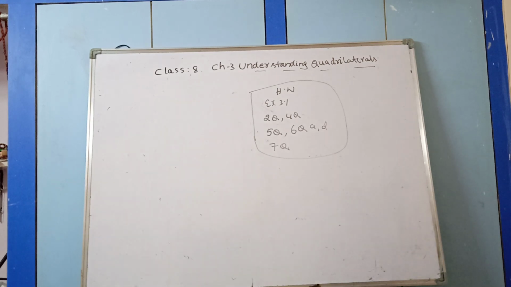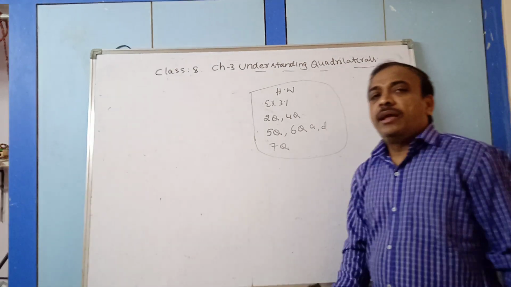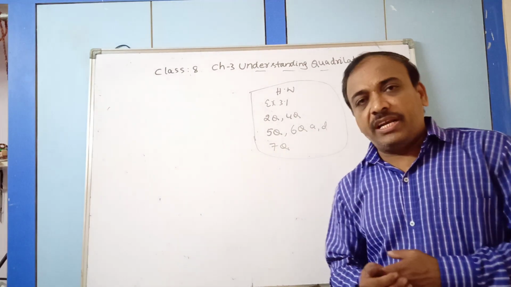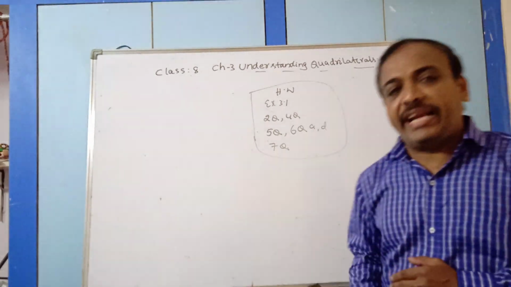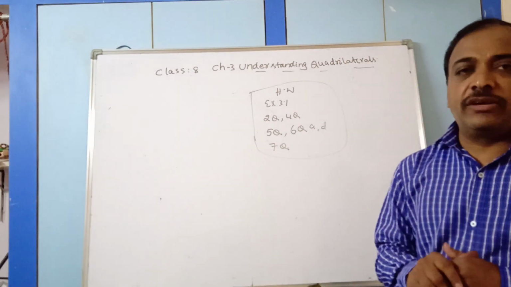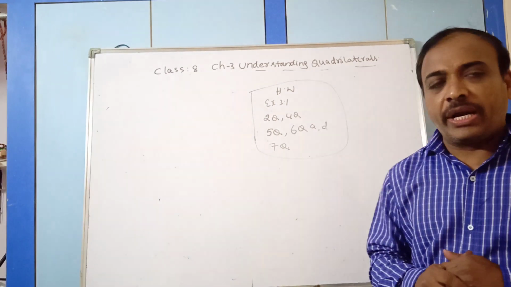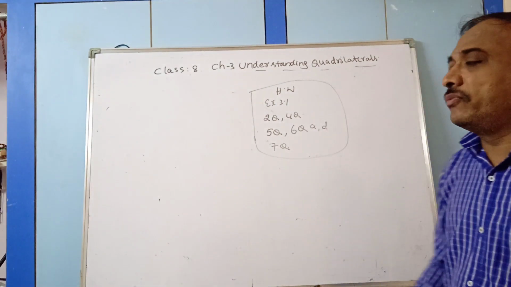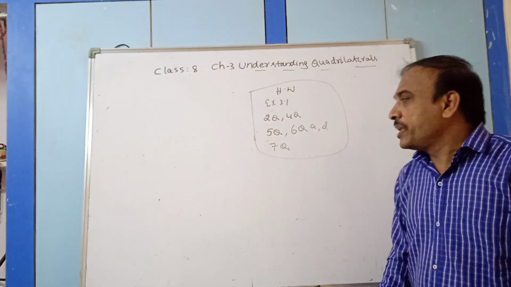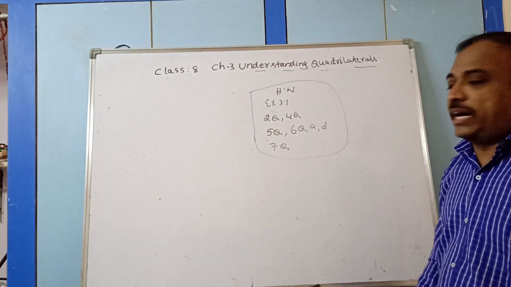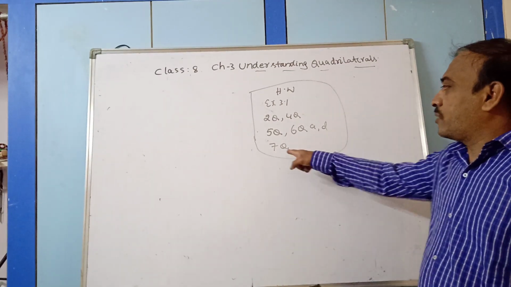So I hope you understood how to find the missing angle, and the sum of the angles of a quadrilateral, a pentagon, a triangle or any sided polygon. Right. Here we have some homework questions from exercise 3.1: question number 2, question number 4, 5, 6 A and B, and question number 7.